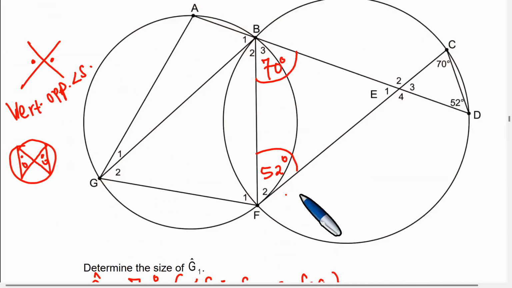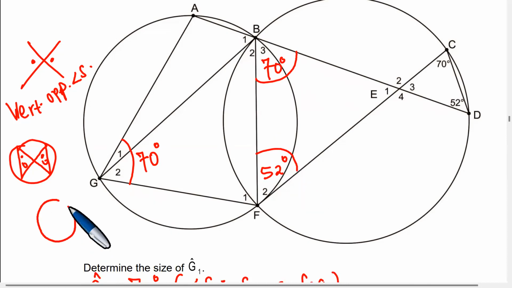Okay, so we have 70 and 52. This is therefore equal to this. So this is also that, because this is straight. This is a tangent. Obviously, I want you to realize the theorem that I'm using there.